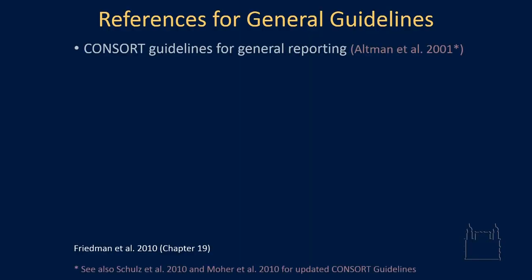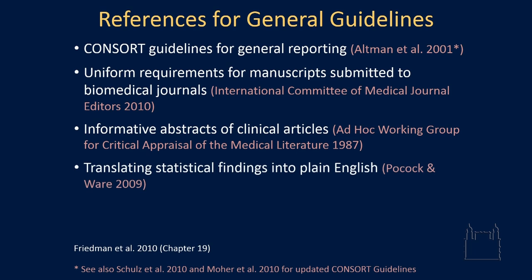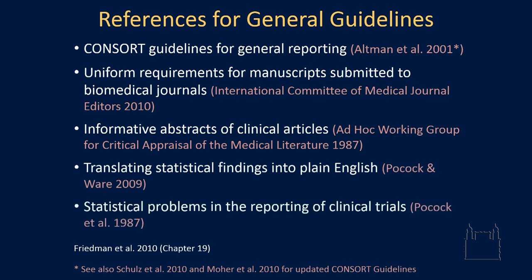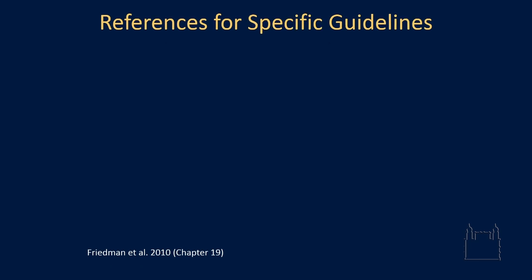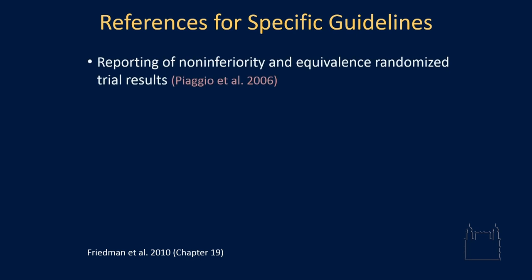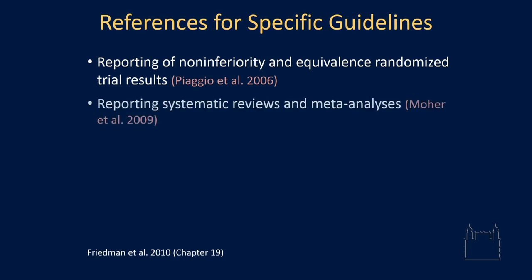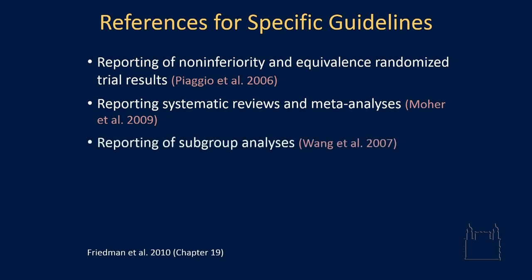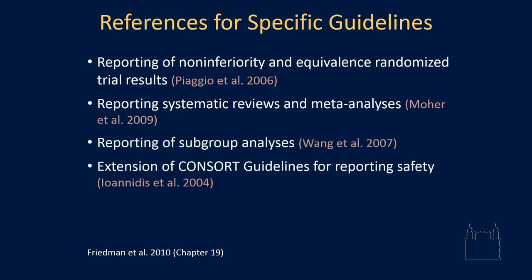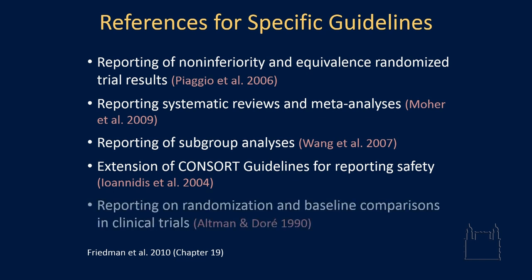And in that book, there is a whole bunch of references. It's just a list of references. There's not much to say, but I put them in two slides. One is references on general guidelines, and the book is from 2010, and there may be newer ones. This list of references is for general guidelines on how to report results, and this next slide is on specific guidelines. So for example, the first one is basically how do you write a manuscript? This one is, for example, how do you write results from non-inferiority or equivalence? Or how do you write results from meta-analysis? Or from subgroup analysis? Or from safety? So these are specific guidelines.